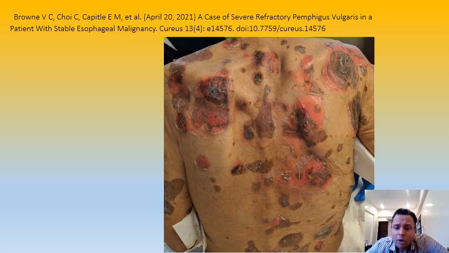Please mention that there is already hyperpigmentation. If there are only areas of erythema, please mention that there are areas of erythema also, because even an area of erythema tells you about the activity of this pemphigus vulgaris.